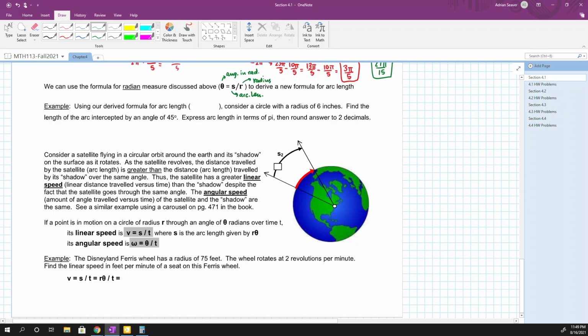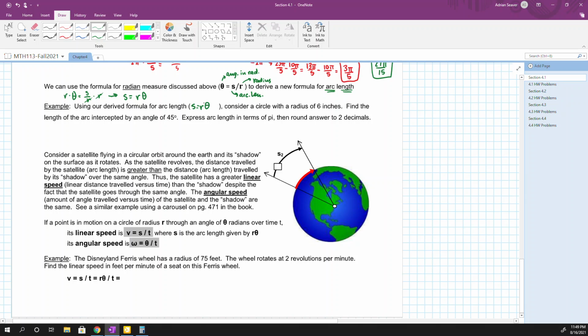Okay. So it says find a new formula for arc length. So I want to solve this for S. If I take theta equals S over R and I want to solve for S, I would multiply both sides by R. When you do that, these R's cancel and I get S equals R times theta, where theta again is in radians. So we're going to use that, S equals R theta. Just a reordering of what we had earlier.